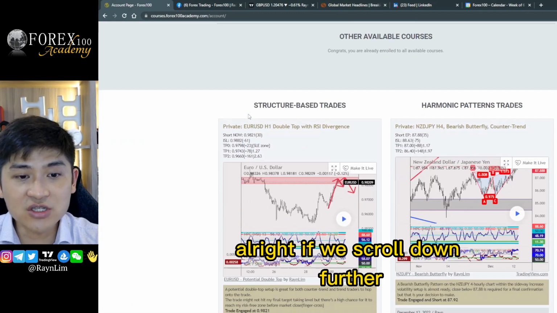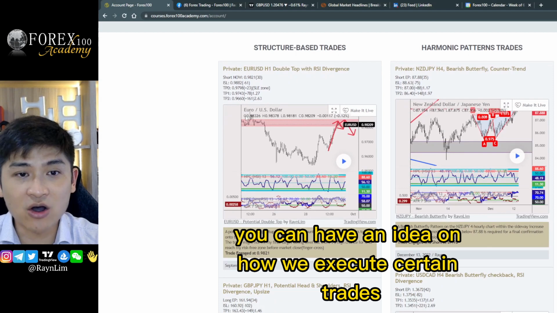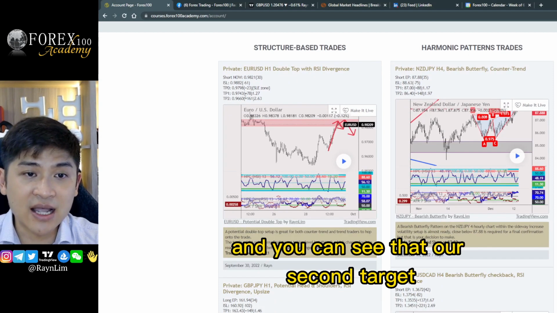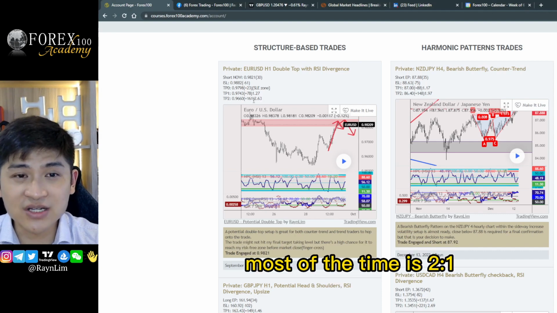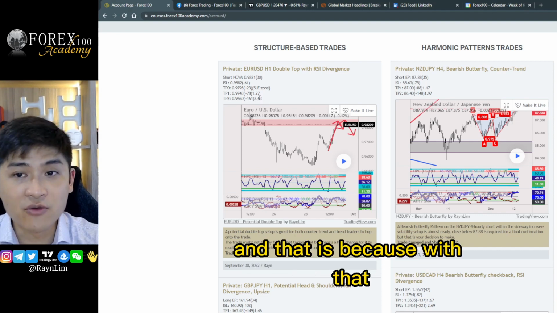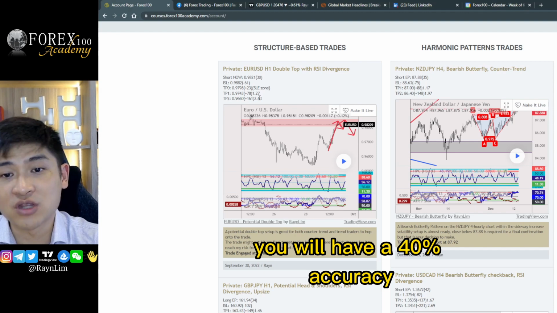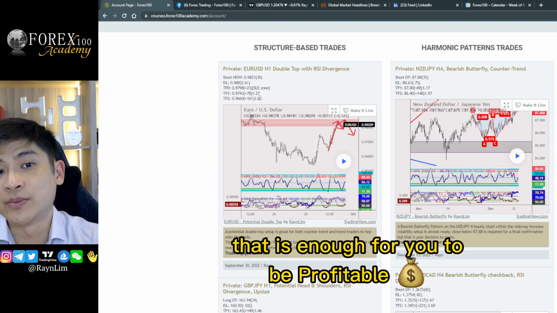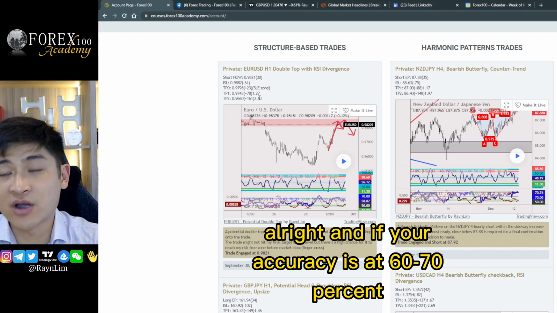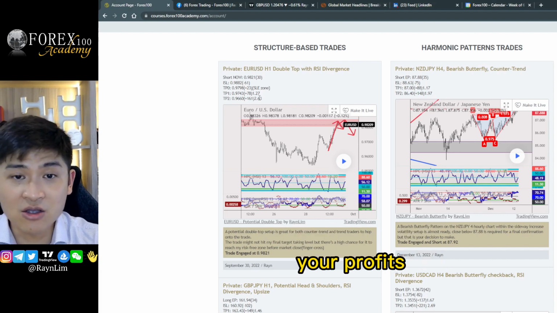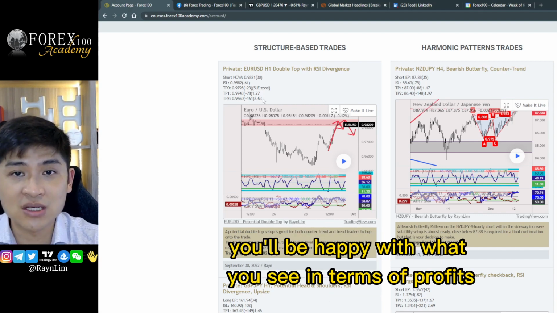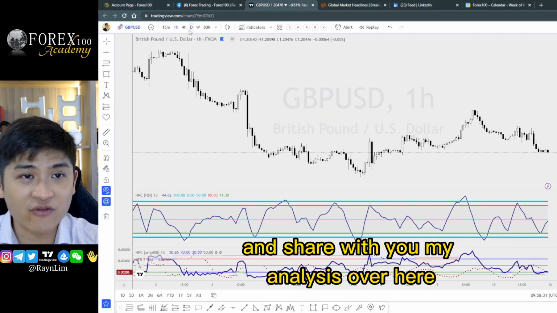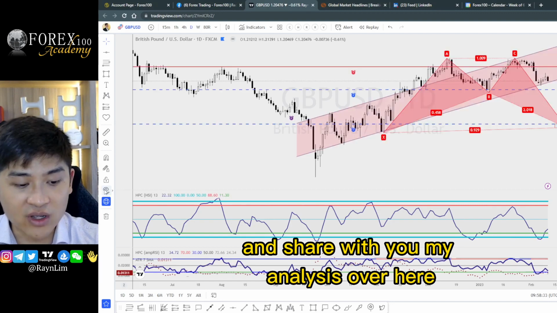All right, if you scroll down further, you can have an idea on how we execute certain trades, and you can see that our second target most of the time is 2:1, and that is because with that you will have a 40% accuracy. That is enough for you to be profitable. All right, and if your accuracy is like 60-70%, you'll be happy with what you see in terms of profits. All right, so let's head back to our daily chart and share with you my analysis over here.